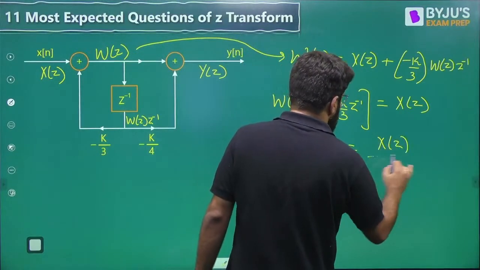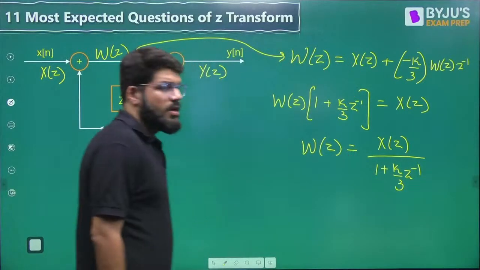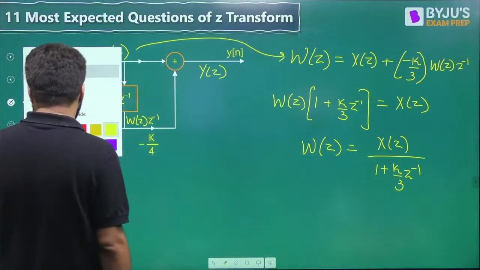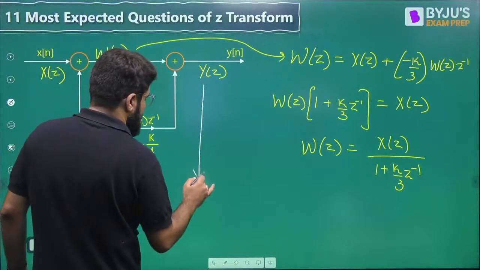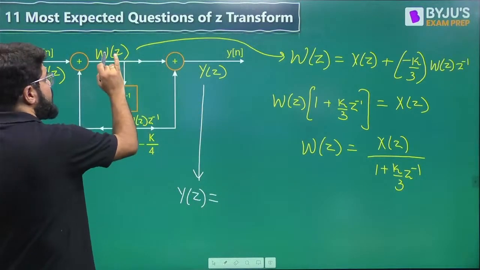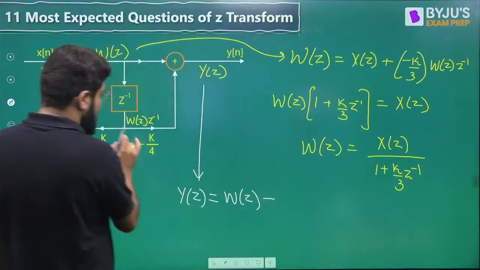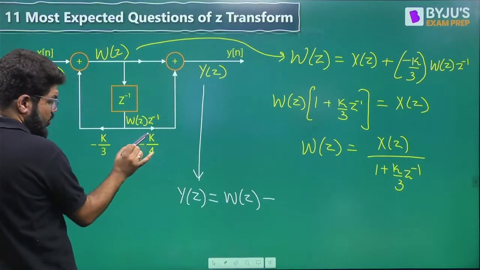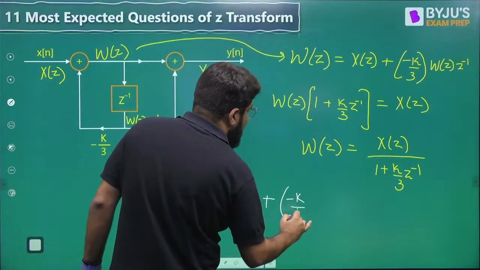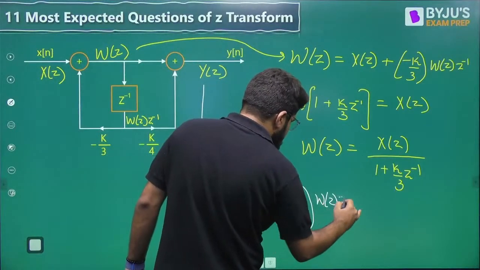It is X of Z divided by 1 plus K by 3 Z inverse, right? Now, what should be the equation for Y(z)? Next calculation. Y(z) is again the output of a summing point where one of the inputs is the intermediate signal W(z), and another one is coming from the bottom line. This is multiplied by the branch gain minus K by 4, so plus minus K by 4 W(z) Z inverse.